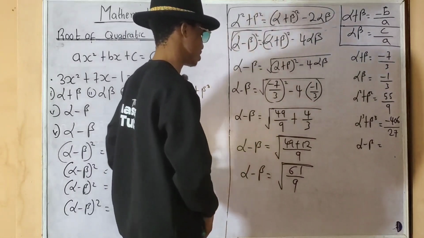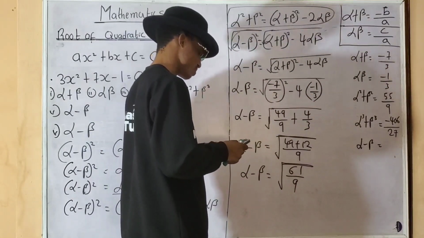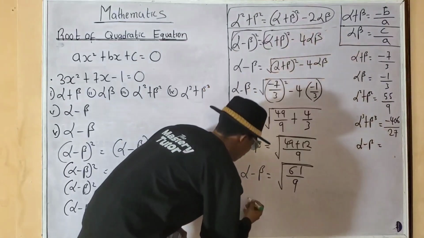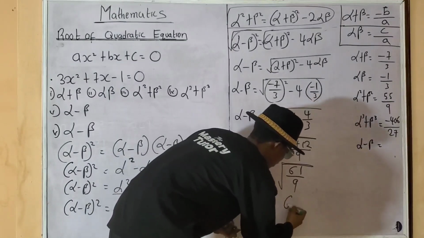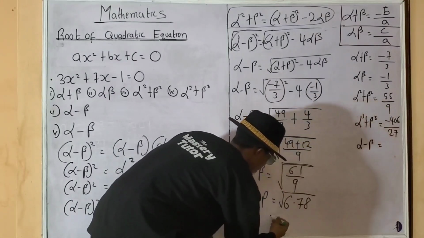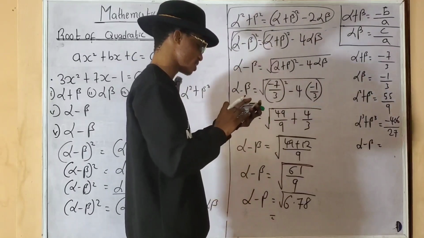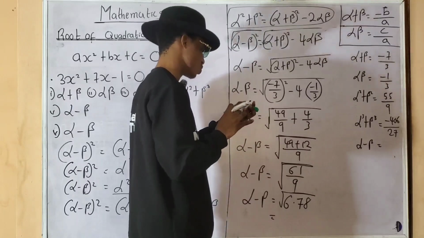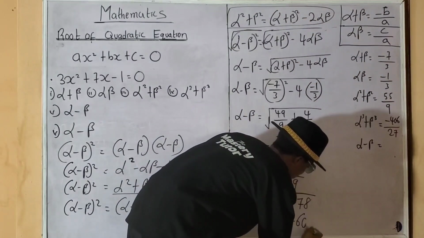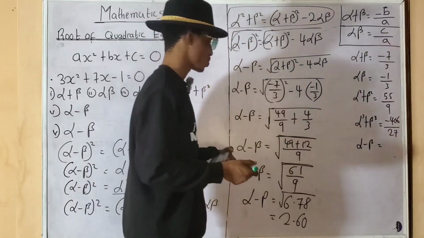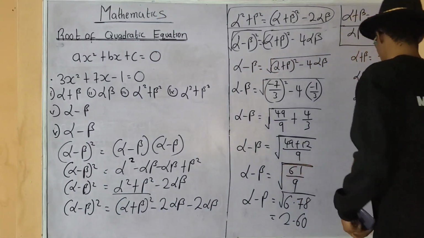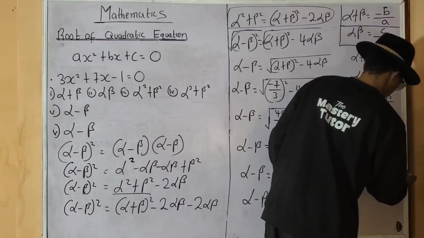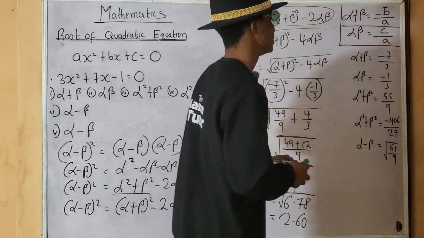Now, if you want to take the quotient before taking the square root, let's proceed. 61 divided by 9 is 6.78. The square root, if you want it in decimal, you can put it like this. Now take the square root of 6.78. The square root is 2.60. So I'm going to have 2.60. This is the approximate value. Do you understand? So I can put it like this: alpha minus beta equals the square root of 61 all over 9. So that is the solution to the question.